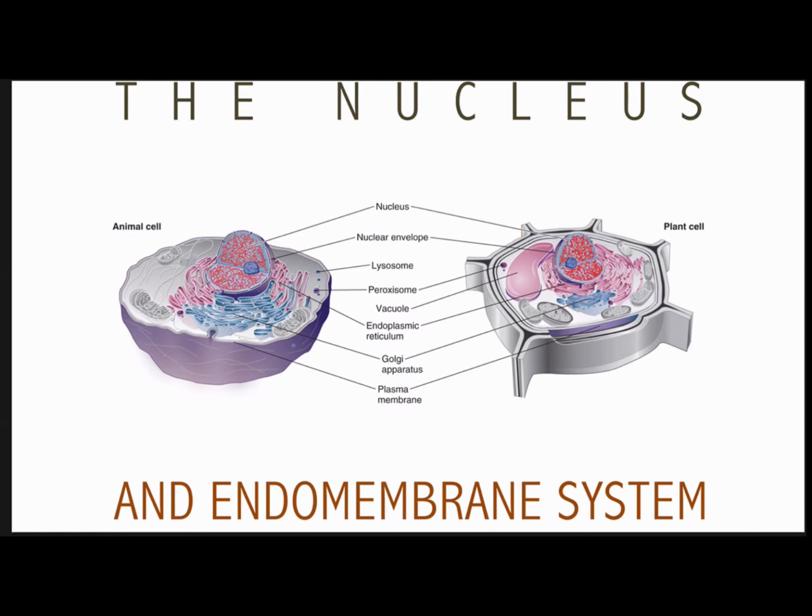Okay, so we've got maybe 6 or 7 slides to finish up here for this week, and the majority of this is going to be about the nucleus and a series of internal membrane structures inside the cell called the endomembrane system. So let's just start off with a quick overview using this animal cell diagram and this plant cell diagram. So the nucleus obviously is this structure here in the animal cell and this structure here in the plant cell.